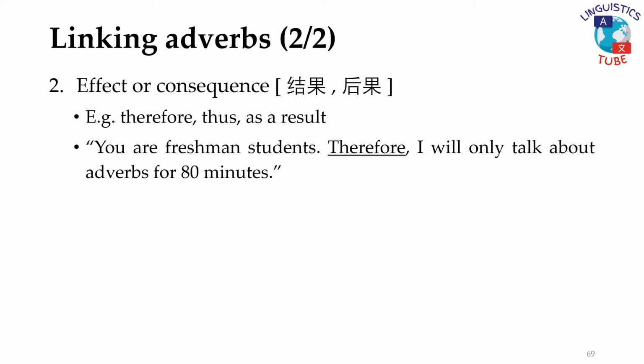The second way to use a linking adverb is to express the effect or consequence of the second sentence on the first sentence. We use the adverbs therefore, thus, as a result to show this. For example, you are freshman students. Therefore, I will only talk about adverbs for 80 minutes. In other words, the consequence of being freshman students is that I will only talk about adverbs for 80 minutes.